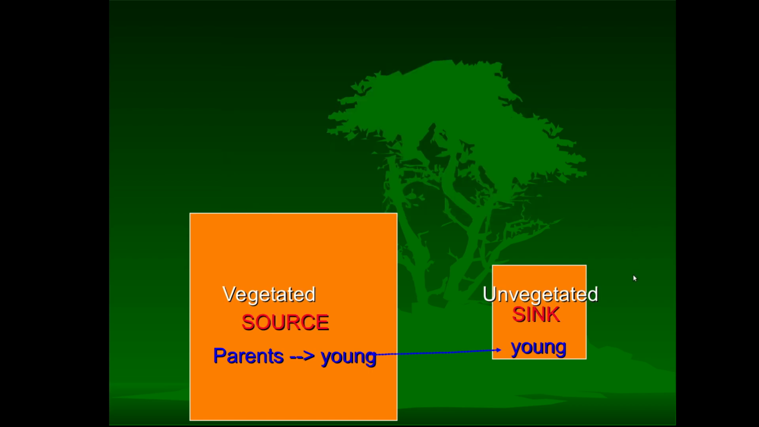So we have two types of patches, and two types of populations. There's a resource-rich source population here, the source population, and a resource-poor, unvegetated sink population. So most birds are produced in the source population, and they are forced out and migrate into the sink population, which would not maintain itself in the absence of the source population.